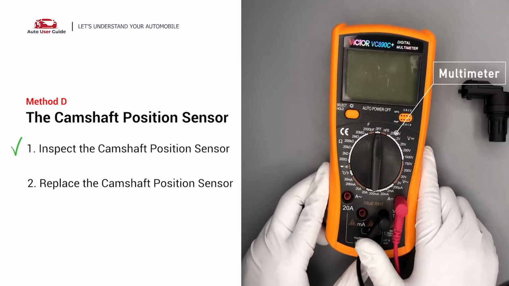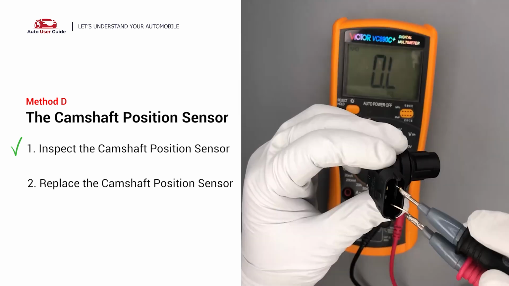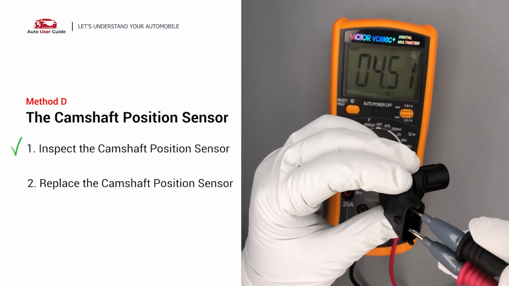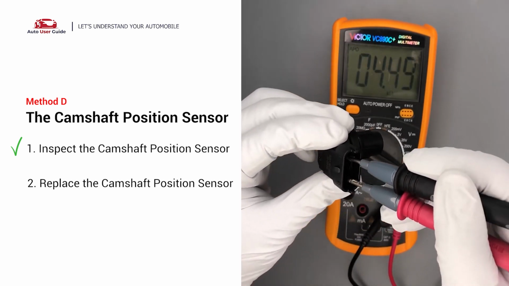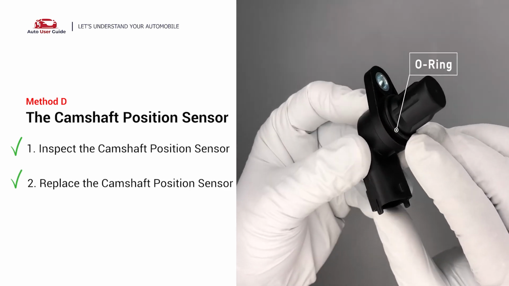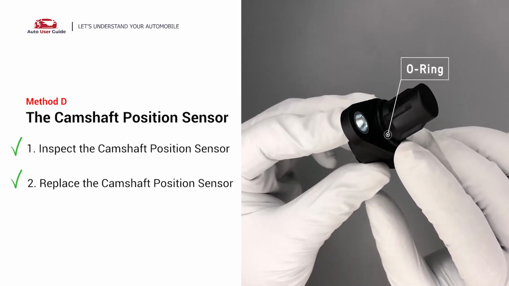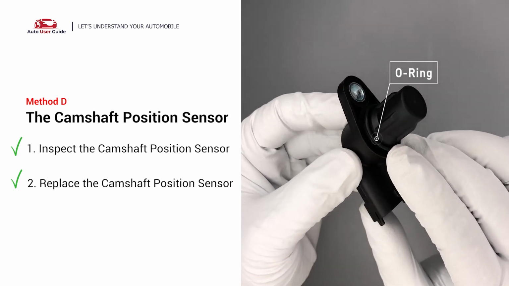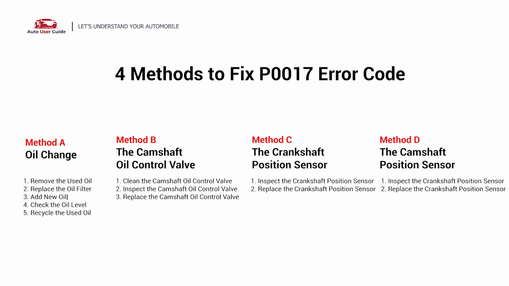Next, use a multimeter to test the sensor. If no reading is detected, this indicates a faulty sensor that requires replacement. Also, check if the sensor's O-ring has fallen into its mounting hole before installing a new camshaft position sensor. So here are 4 of the most practical solutions to fix the P0017 engine code.